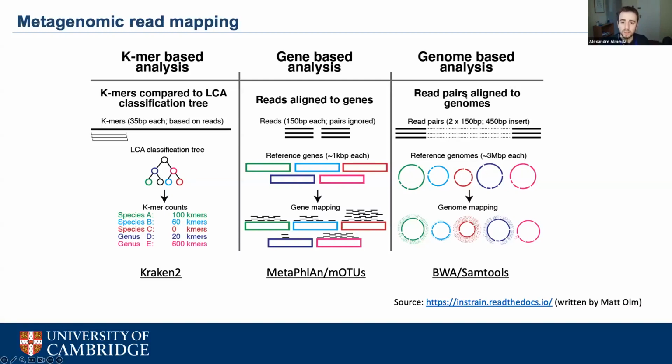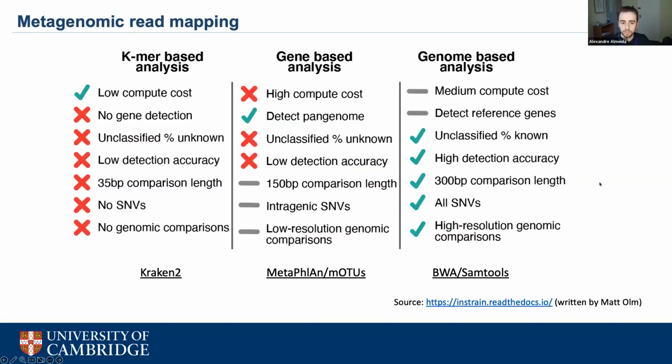And then you have a genome-based analysis, which essentially means that in your database, you don't have just the genes, but you actually have the full genome of your species. So you're mapping the reads to the full length of the genome. You're actually using the paired-end information of your reads, and you can calculate more robust statistics about breadth of coverage and depth of coverage to then estimate the prevalence or potentially abundance of your species.